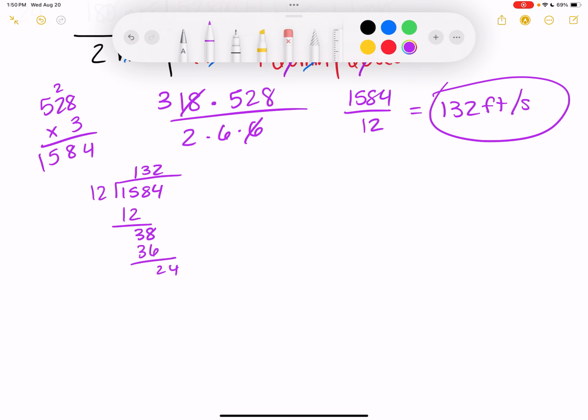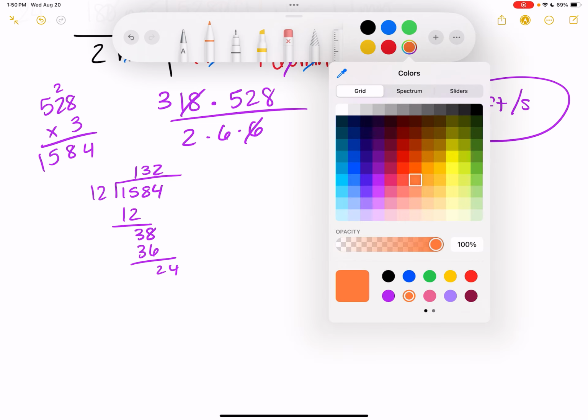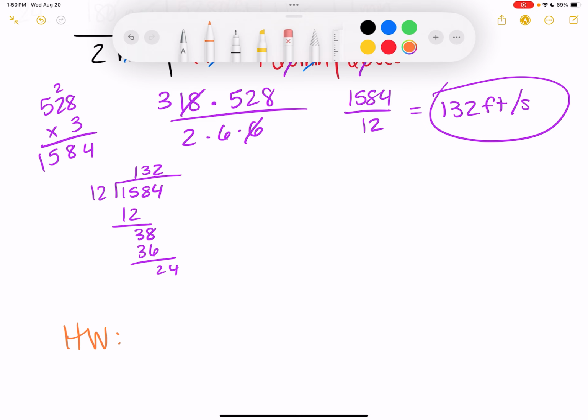All right, problems then for this section. Not too many, obviously. 3, 9, 11, 17, 21, 23, and 25.